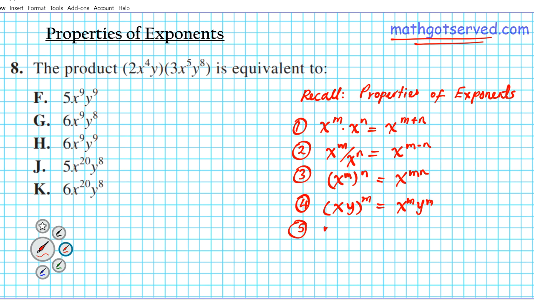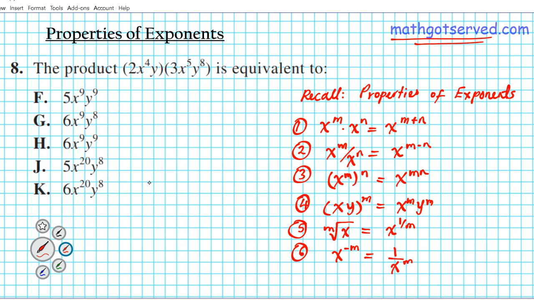Number 5, the nth root property. If you have the mth root of a term, so basically this is the index of your radical, this can be written as x to the 1 over m as a rational exponent. And then lastly, the reciprocal property. If you have x raised to negative m, this is equal to 1 over x to the m. So when you reciprocate, the negativity goes away. Okay? Or if you reciprocate a term, you take the opposite of the exponent.